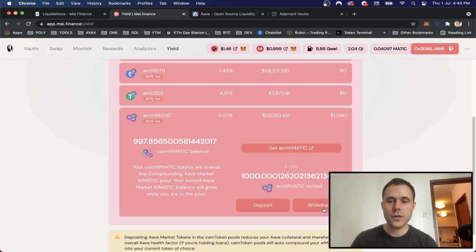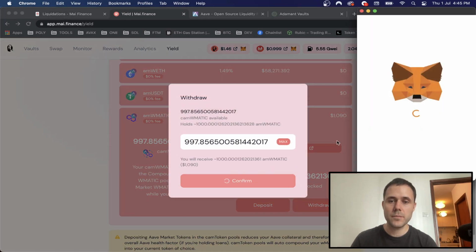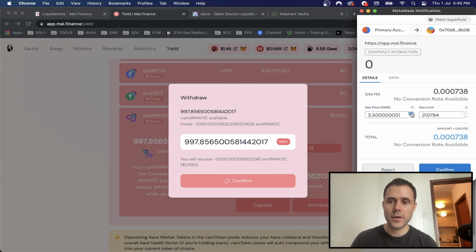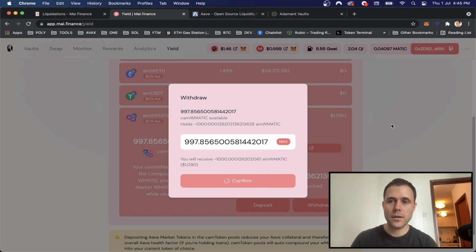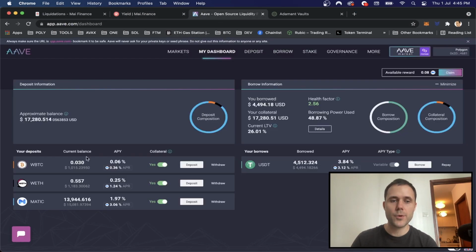So if we want to withdraw, it's a similar process. Just click withdraw, go to maximum, click confirm, and then we can up the gas a bit and confirm the transaction here. And then our tokens will be reduced here, and we should see it reflected here. We should see our collateral increase here by 1,000. And as we can see now, our collateral has increased by 1,000.